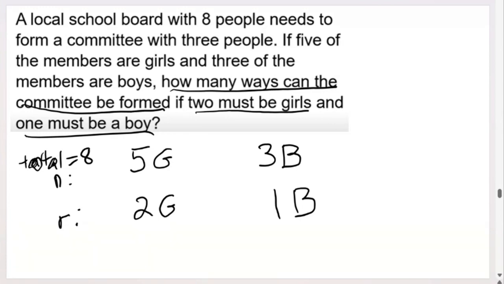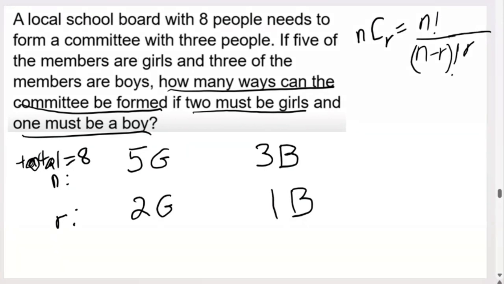I know the formula for a combination because I know I'm going to be using a combination. The formula for a combination: nCr is equal to n factorial divided by n minus r factorial, times r factorial. This is the basic formula of a combination. I know I'm going to use the basic formula, but I've got 2 variables here.